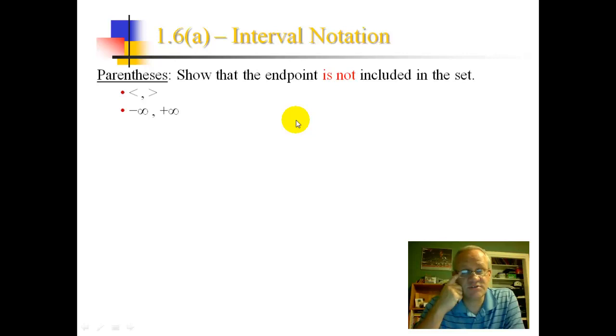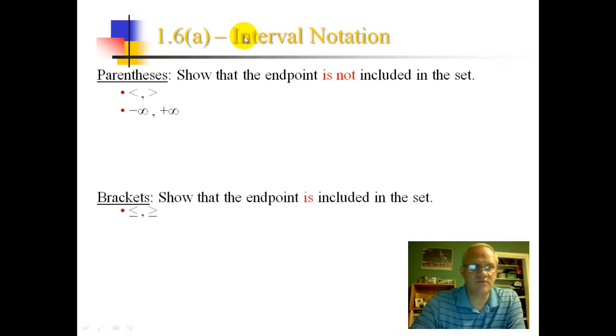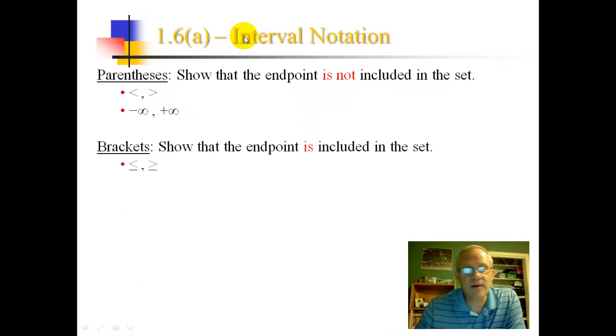Alright, in interval notation, a couple of things to keep in mind. First of all, parentheses show that the endpoint of your graph is not included in the set. So if you have a less than sign or a greater than sign, you would use a parentheses. If you have negative or positive infinity, it also is going to be a parentheses. There will always be a parentheses with the negative and the positive infinity. And then brackets will be used whenever there's an equal sign. So in your less than or greater than sign, if there's an equal sign included, that is when you use brackets. Let's look at a few examples here.